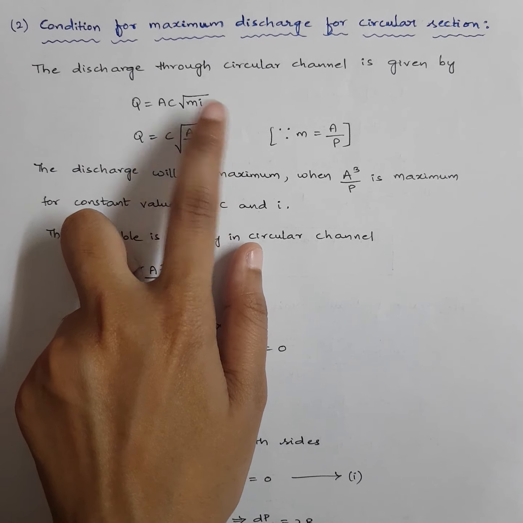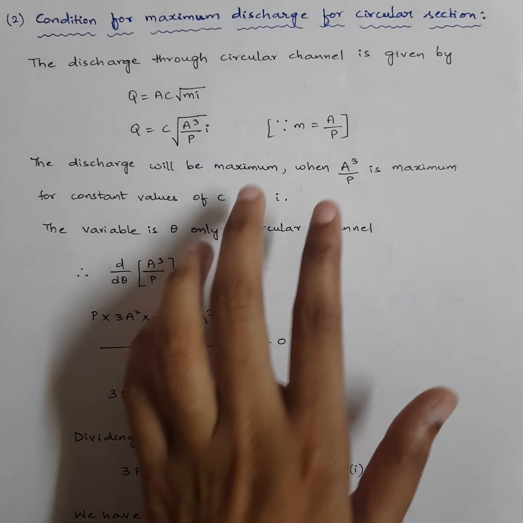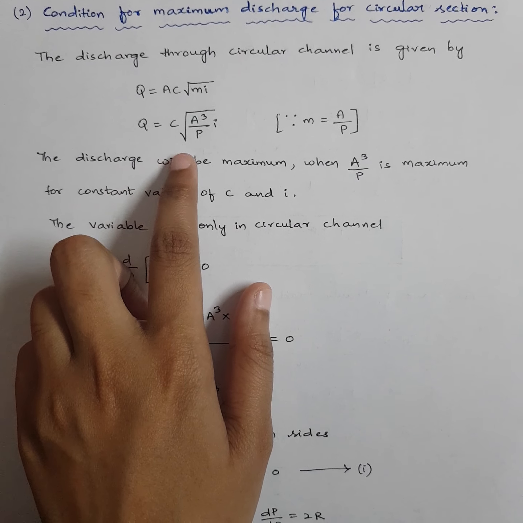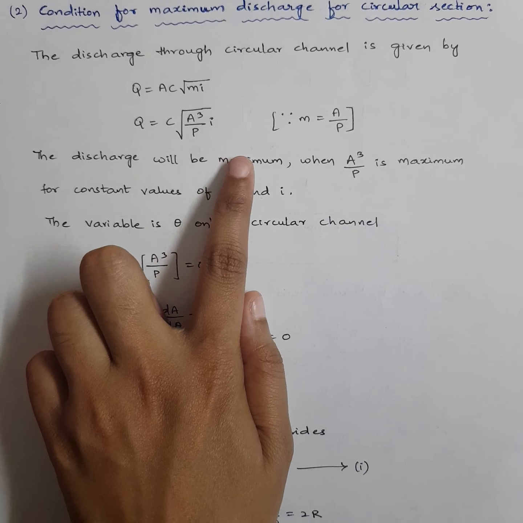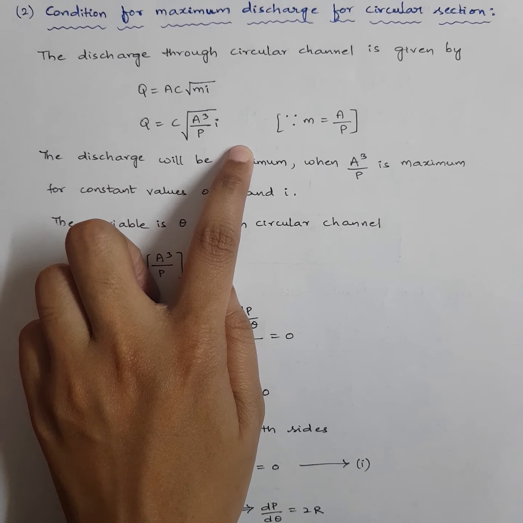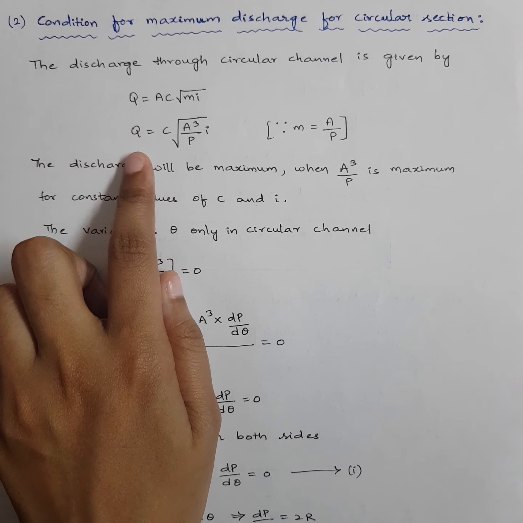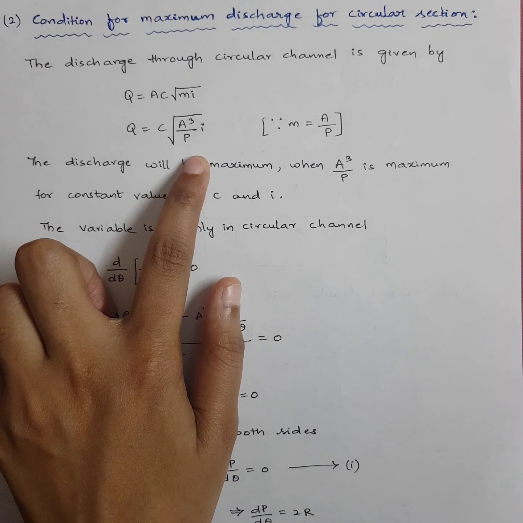Send this A inside. If A goes inside, it will become A square. The m formula is A by P, so A square into A will be A cube. So Q will be C into under root of A cube by P into i. Again C and i are constant, so your discharge is dependent upon A cube by P. For discharge to be maximum, A cube by P must be maximum.